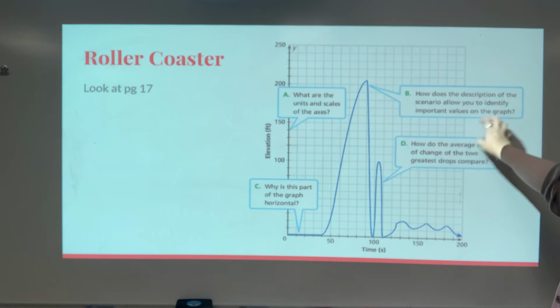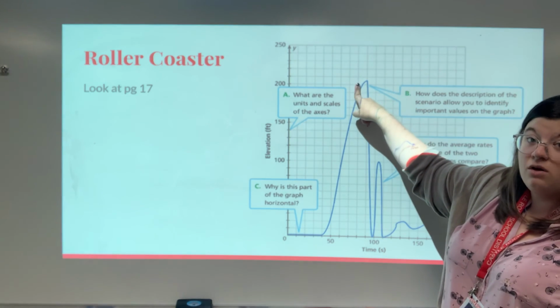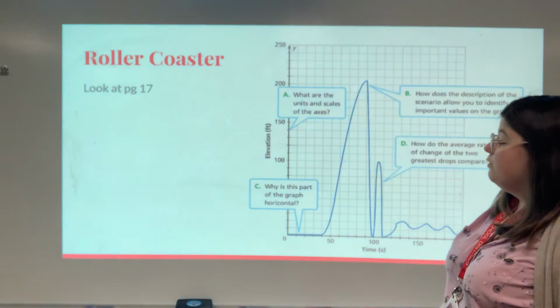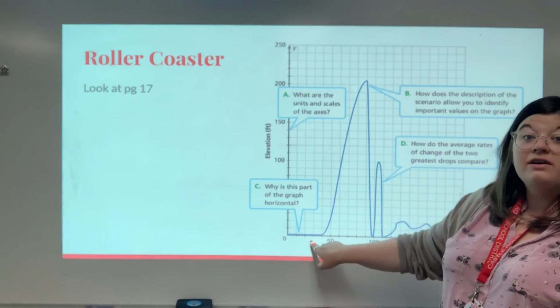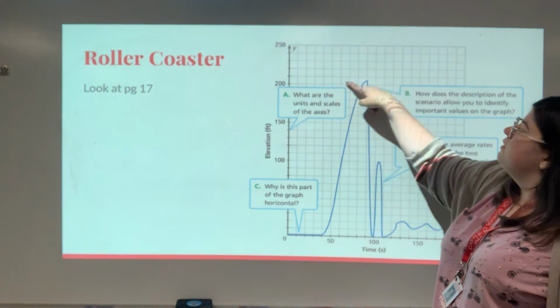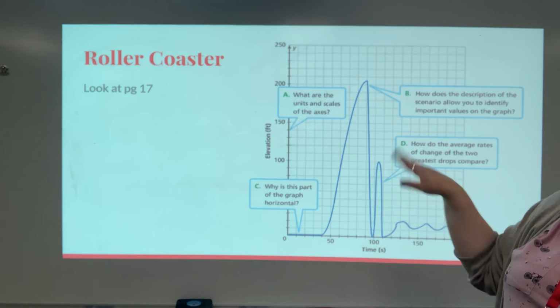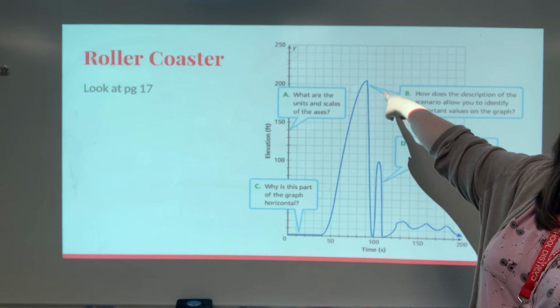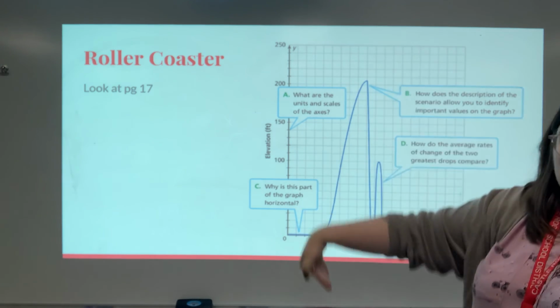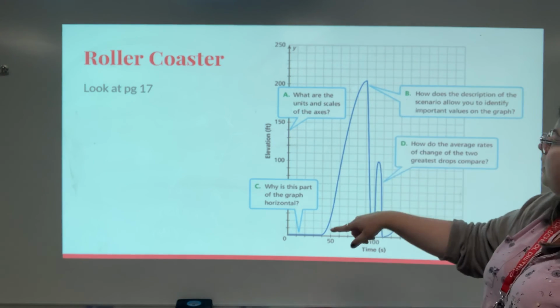How does the description of the scenario allow you to identify important values on this graph? I think this one right here is just trying to bring us to this maximum point. We talked about local maximums and local minimums. We'd probably have a local minimum down here at 0, our local maximum up here at maybe about 220, 215, somewhere in there. That would be like the top point of your roller coaster before you do that scary dip. Here we go.